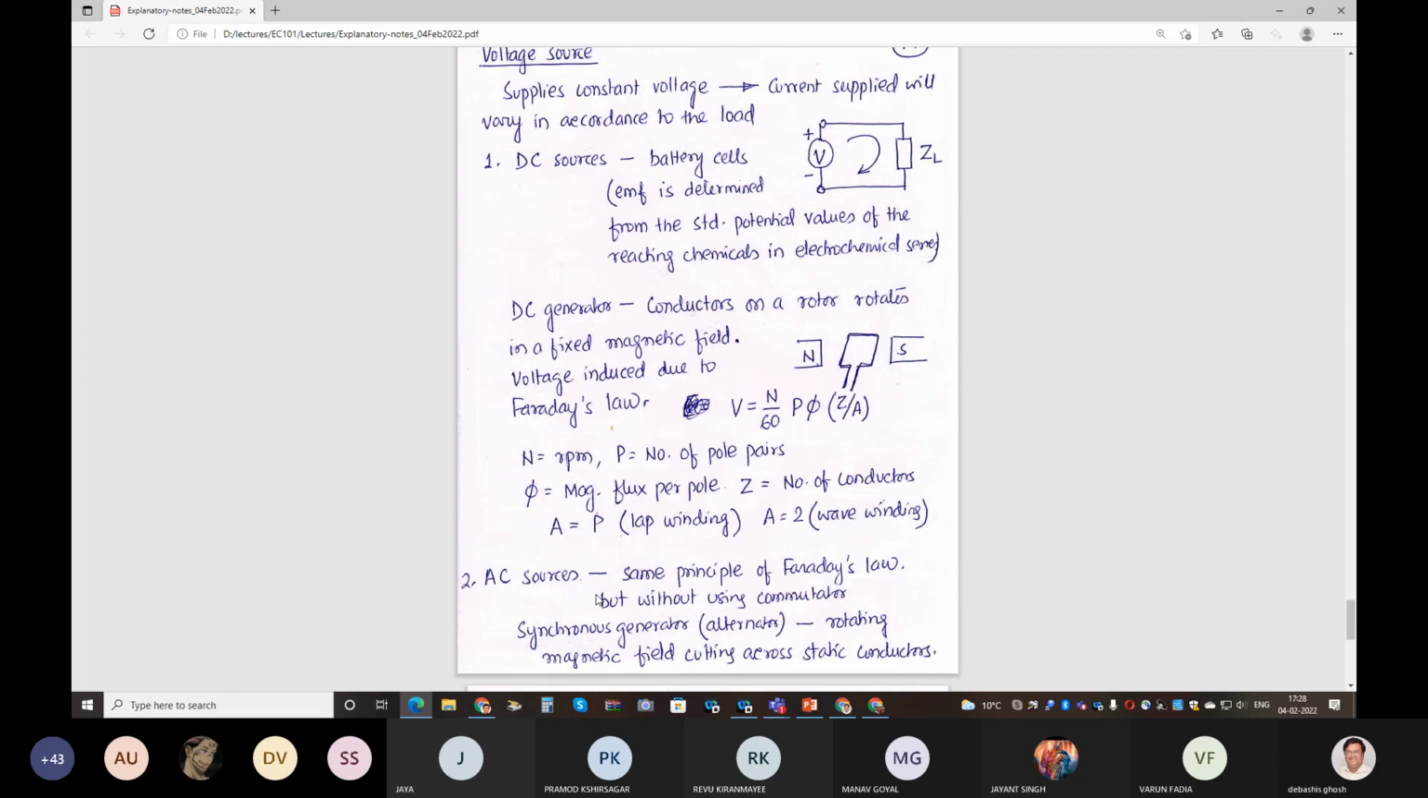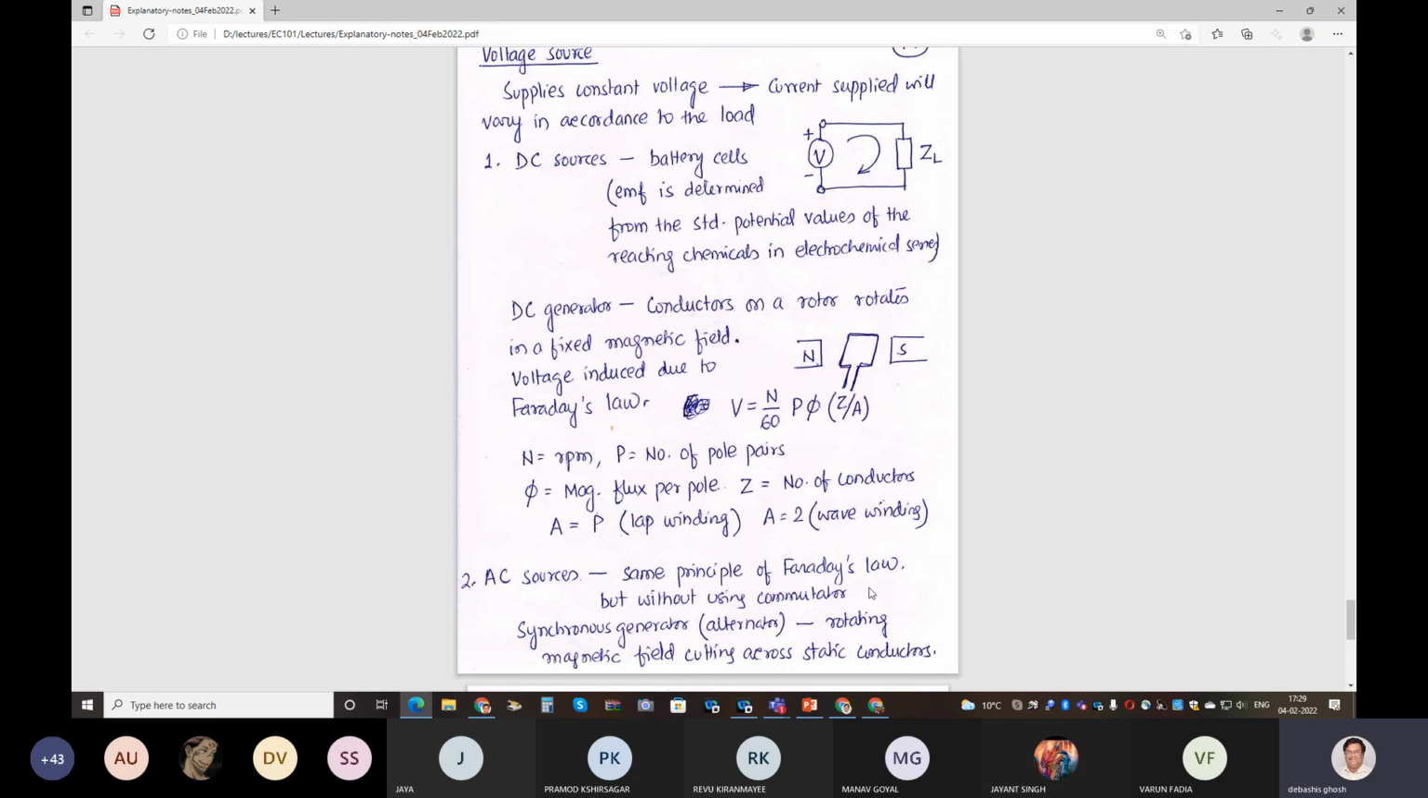An AC source is the same thing. In an AC source you have the same arrangement like this. The only thing is that in the DC generator you have a commutator. I think you have studied that. When the conductor is rotating, the current will be flowing in one direction for half the cycle, and then in the other half of the rotation the current will be flowing in the opposite direction. In the DC generator there is a commutator which reverses the current direction in such a way that you finally get the current in one direction. Okay, that commutator is taken out.